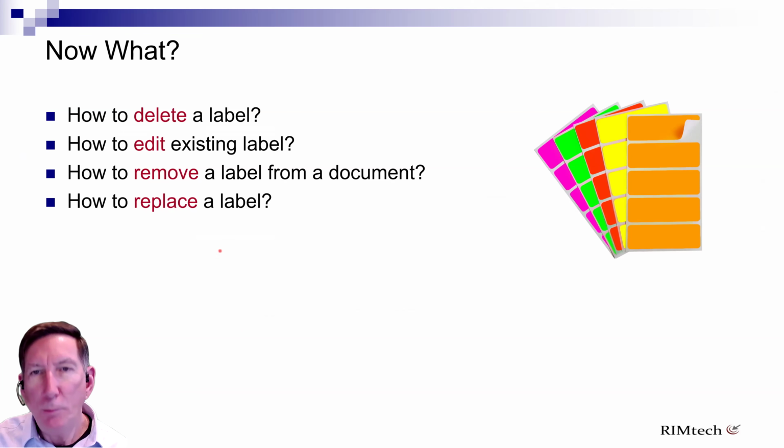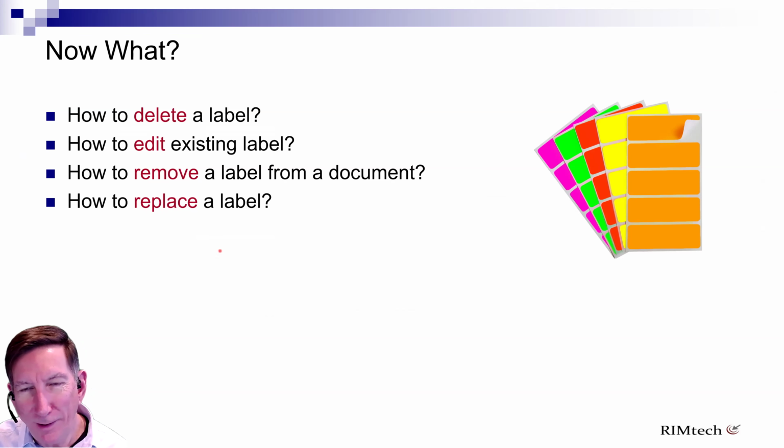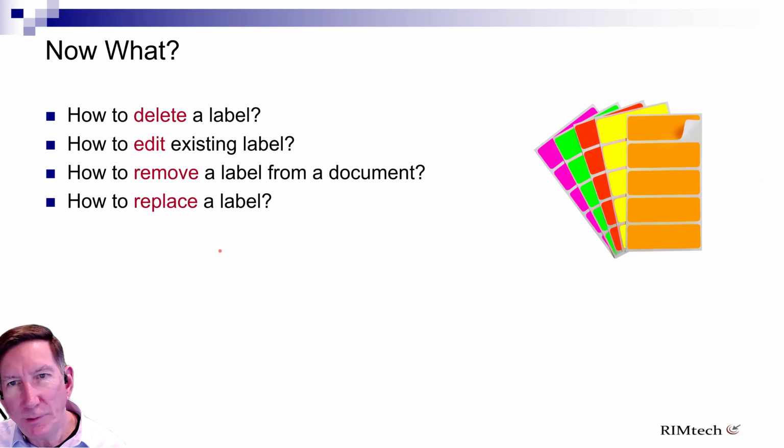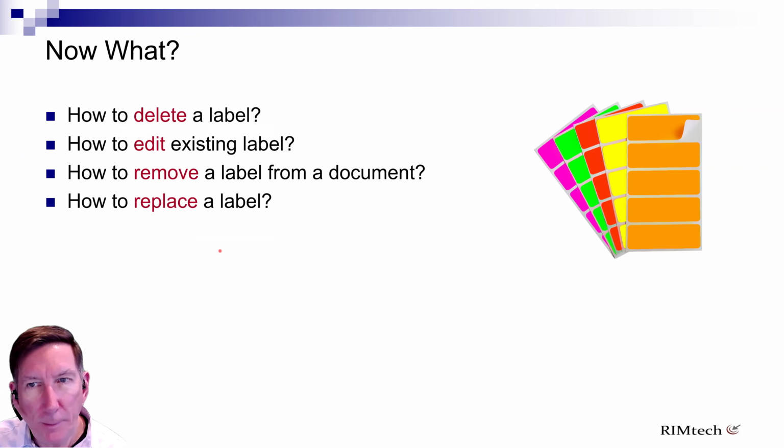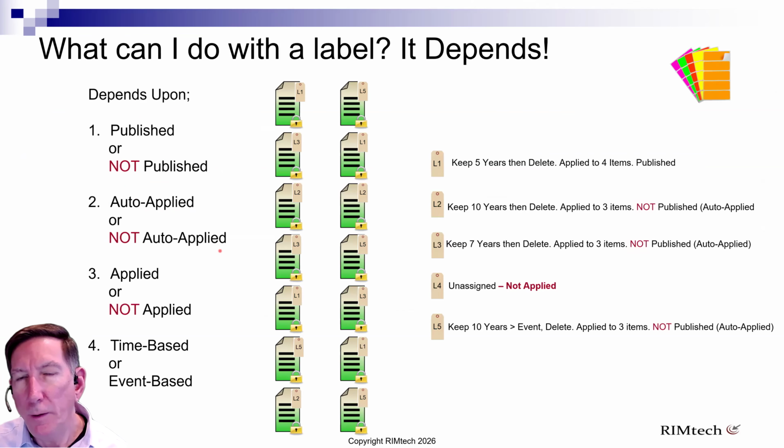Peel it off the wrong document and put it back on the right one, or not. But you're removing a label from a document. It's not the same as destroying the label, right? And number 4 is how do we take a label and replace it with a different one? Hugely important. So now we're in a world of so many permutations. It's mind-boggling. What can I do with a label?